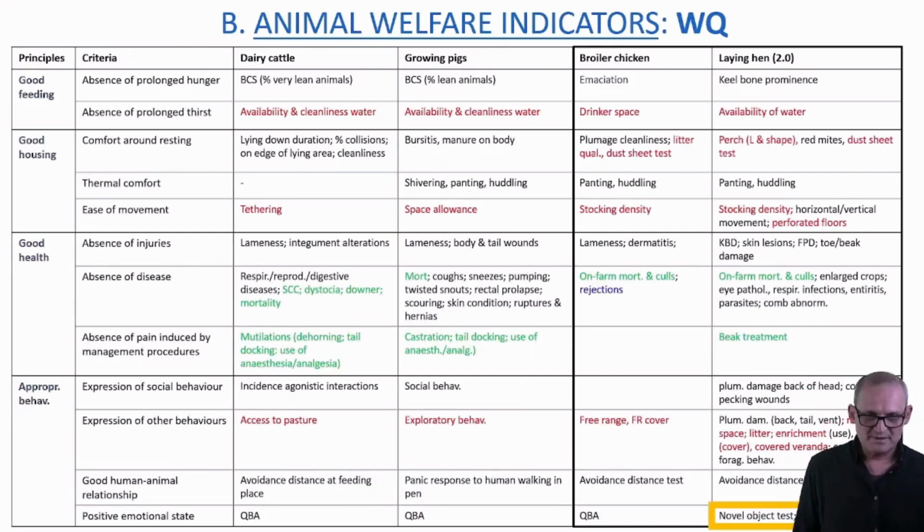Let's turn now to an example for laying hens. And I said in the beginning, for me, animal welfare has mainly to do with the emotions and the feelings. So a very relevant criterion here is positive emotional state, for which in the laying hen protocol, 2 tests are being suggested, the novel object test and the QBA, and the QBA stands for qualitative behavior assessment.